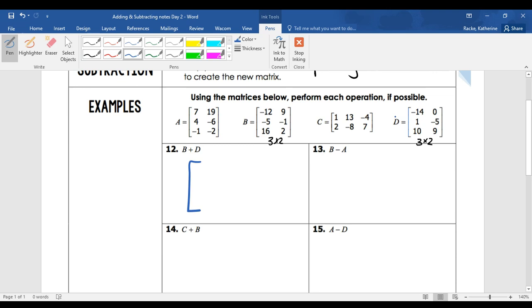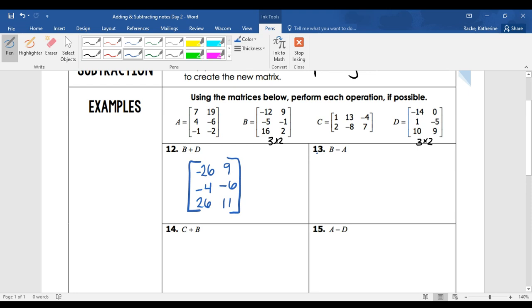If we did negative 12 plus 14, we're going to get a negative 26. If we did 9 plus 0, I'm going to get 9. Negative 5 plus 1 would get negative 4. Negative 1 plus a negative 5 is going to give me a negative 6. 16 plus 10 will give me 26. And 2 plus 9 is going to give me 11. There would be your answer for 12.